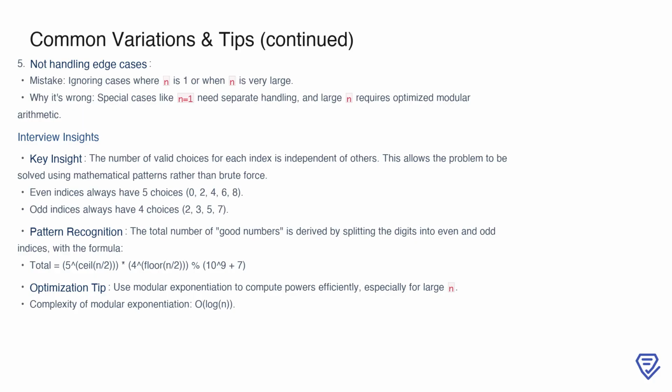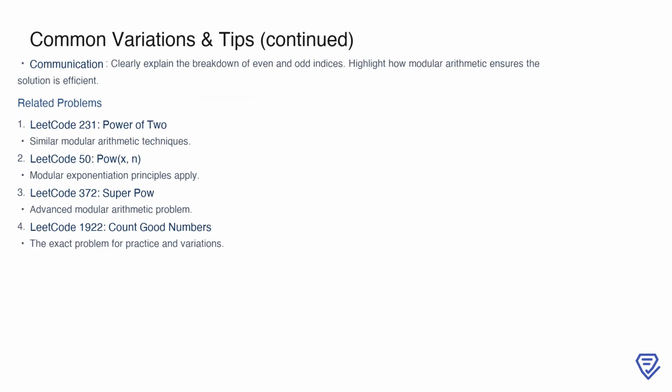To compute this efficiently, modular exponentiation is a must, reducing the complexity of power calculations to log n. This optimization is particularly important for large values of n. Clear communication is crucial when explaining this problem, especially the distinction between even and odd indices. Emphasizing how modular arithmetic ensures efficiency is also important.